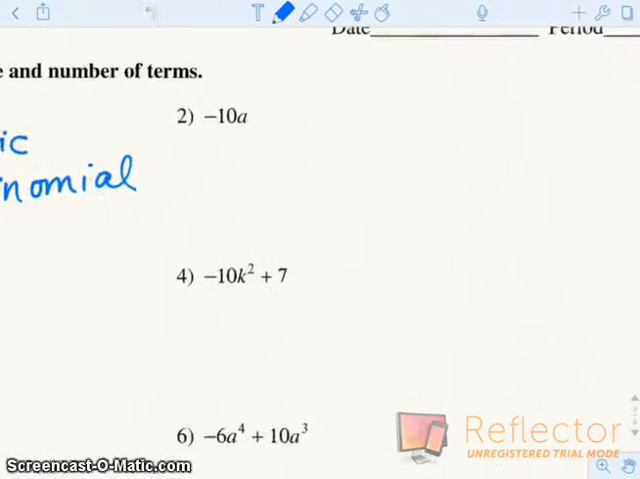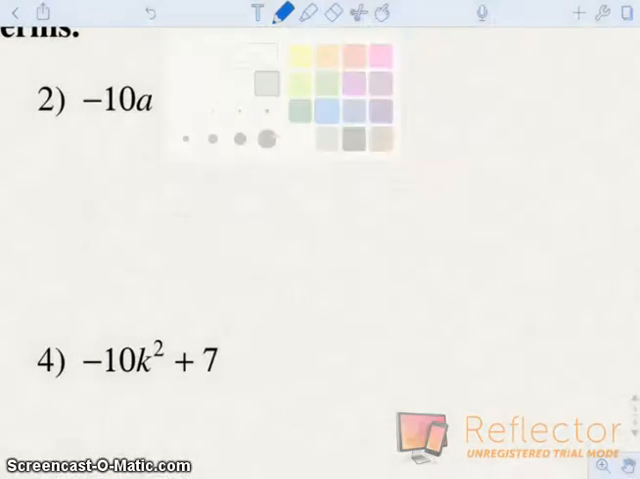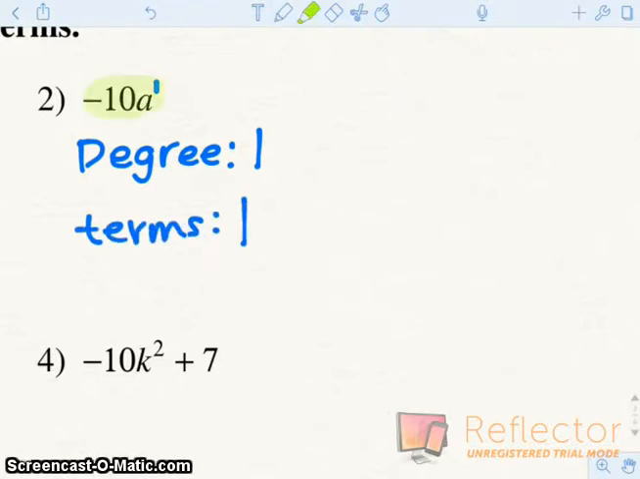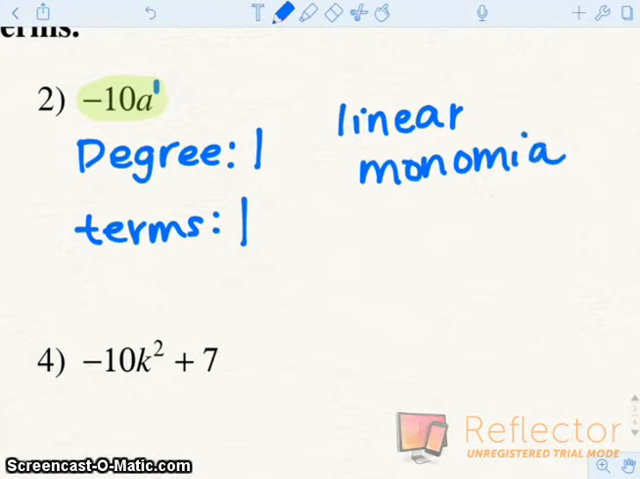If I'm going to look at number 2, I notice that the degree in this case is 1. Remember, there's really a 1 exponent there, even if it's not written there. So it's a degree 1, and the number of terms is also 1. There's just one thing right here. Negative 10a is one term by itself. I'm not adding or subtracting anything to it. Therefore, this is a linear monomial. When I'm writing these, I write the degree first, and then I write the number of terms description after.